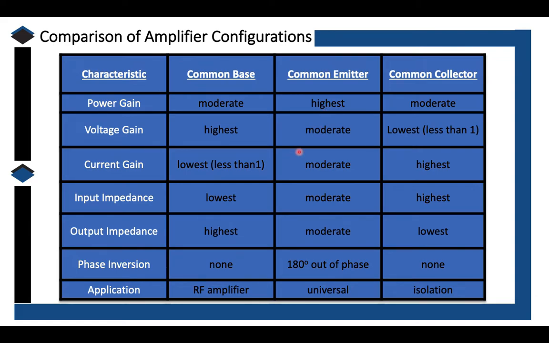Okay? With regards to phase inversion naman guys, common emitter is the only one which has phase inversion. Sa easy analysis natin may encounter yung tinatawag na phase inversion. So common base is used for RF amplification. Common emitter is universal, either voltage, current, or power, but most ideal for power amplification, while common collector is mostly used for isolation. Okay? So, may kabisado of this table.